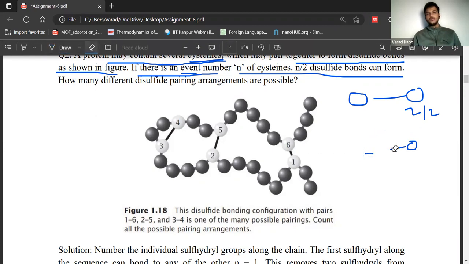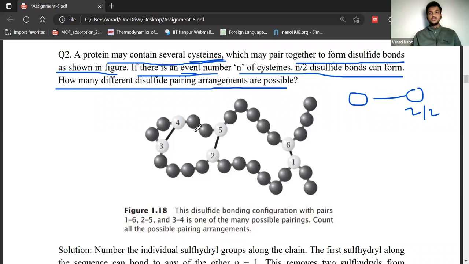Okay. So if there are n molecules, we can have n by 2 bonds, right? When n is even. So how many different disulfide pairings are possible?